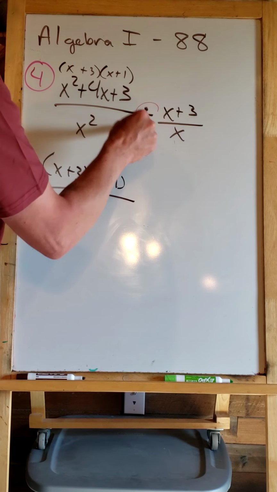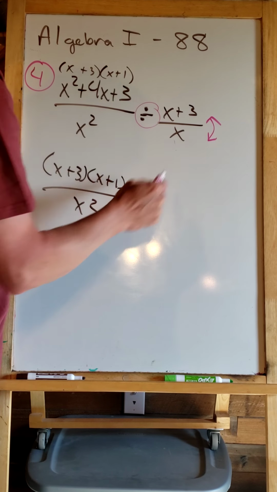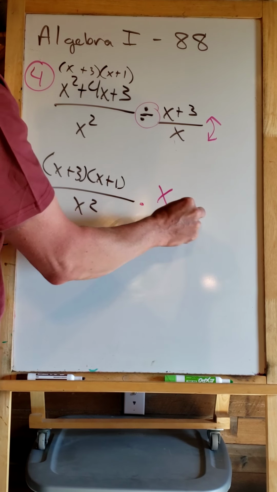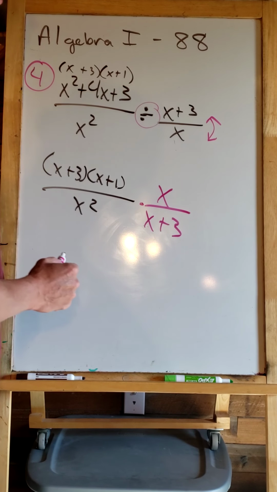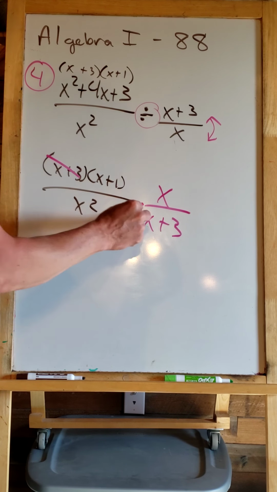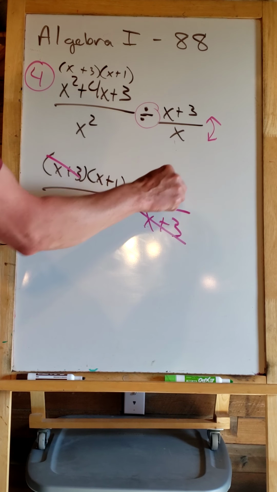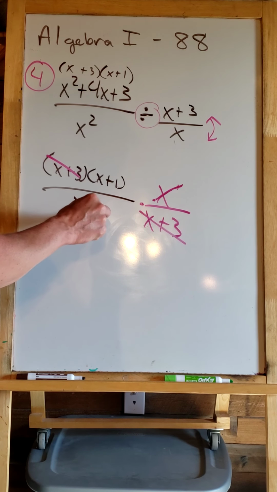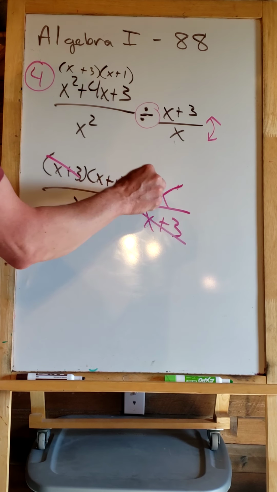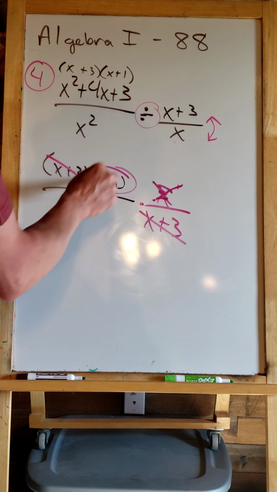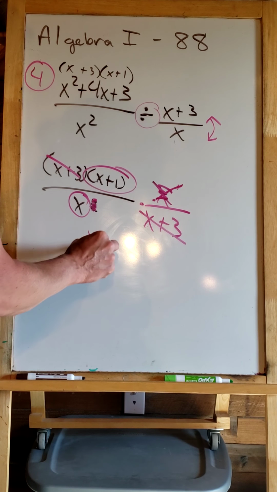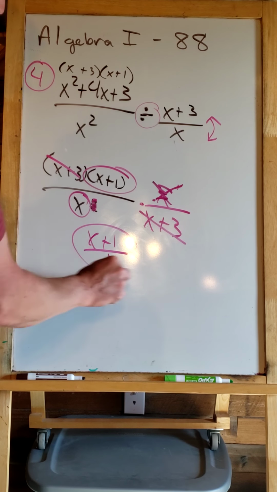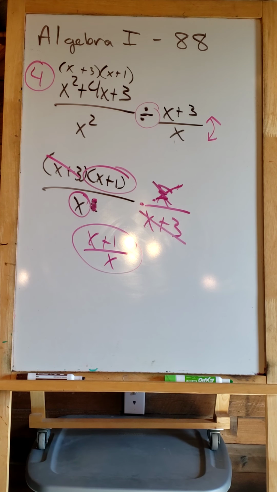Don't forget, division. Flip. So times x over x plus 3. Now cancel. I've got a squared here and 1 here. So I can simplify that, cancel one of these out, which just leaves me with x. So my final answer, I've got x plus 1 over x. Can't cancel those. That's our final answer. Okay? Example 5 is very similar. It's just a little word problem for you.